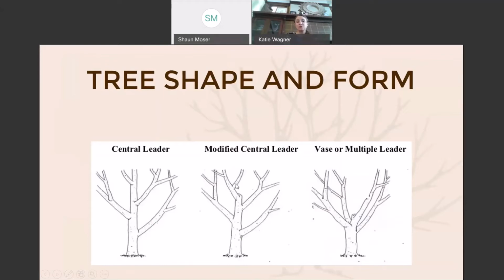The only difference between the modified central leader and the central leader is just if I were to come along on this central leader and make a cut right there and do a thinning cut right here on the top portion of that main leader, then I would now have a modified central leader. Okay.